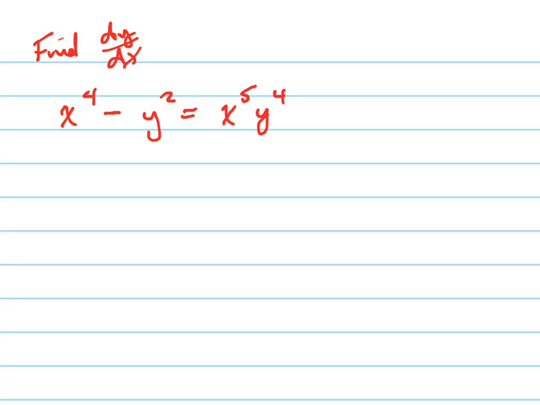Find dy/dx for this function. This is called implicit differentiation. So the key here is that when I take the derivative with respect to x of a function that just has an x in it, that's simple. All I do is take the derivative like I'm used to, which would be 2x.